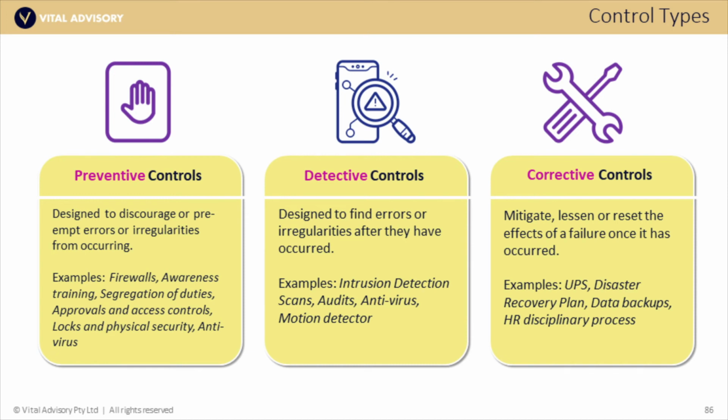And lastly, corrective. UPS, so power, uninterruptible power supplies, which kick in when power has been lost to give power back. DR plans, backup. In fact, I probably would add on the end of this, in a way, a backup is a data file. The corrective control is the backup restoration process. HR disciplinary process, incident response, root cause analysis, corrective management, a whole bunch of things there.